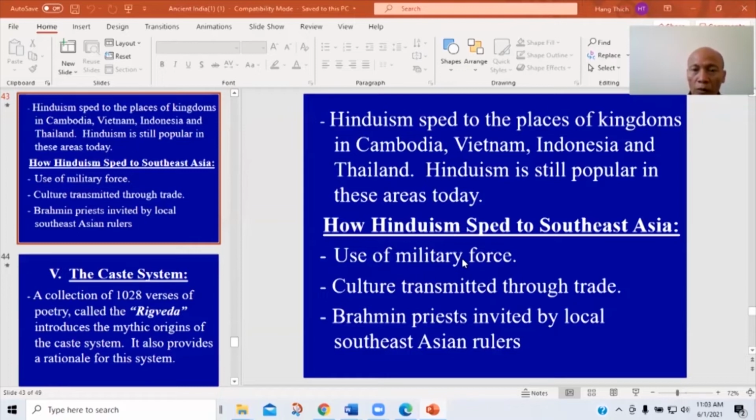So how did Hinduism spread to Southeast Asia? They used military force or culture transmitted through trade, and the Brahmin priests could be invited by local Southeast Asian rulers.